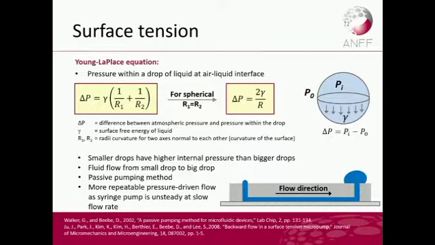Now, if we compare two droplets of different radius, a small droplet versus a big droplet, the pressure drop internally for the droplet with the small radius is actually higher than if you have a big radius. So when you're connecting a small droplet to a big droplet, the small droplet will flow towards the big droplet because it has a higher internal pressure than the bigger radius.